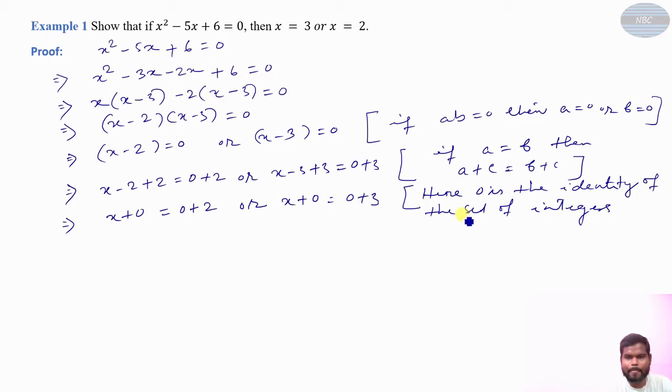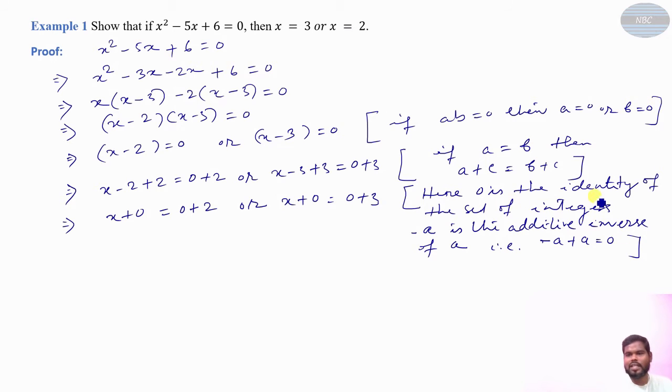So we can say minus a is the additive inverse of a. That is, minus a plus a is equal to 0. So here 0 is the identity of this set of integers. It means if a is an element and we add that element with the inverse of that particular element, then we will get the identity element.